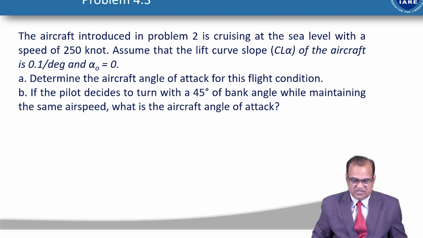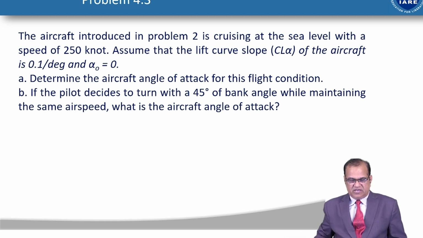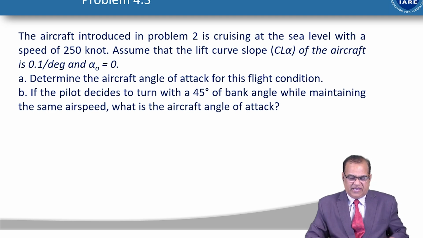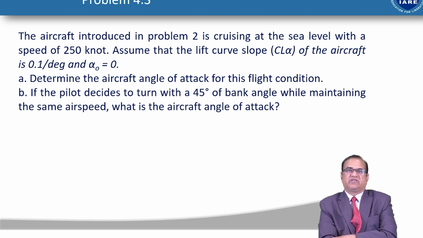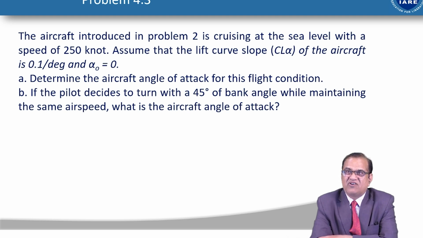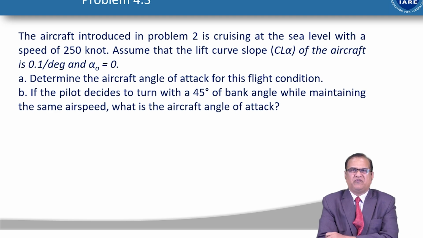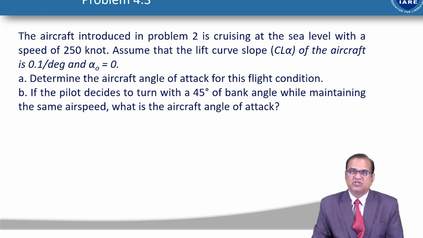Now I am going for the next problem. The aircraft introduced in problem 2 is cruising at sea level with a speed of 250 knots. Assuming that the lift curve slope CL alpha of the aircraft is 0.1 per degree and alpha naught is equal to 0, determine the aircraft angle of attack for this flight condition. If the pilot decides to turn with a 45 degree bank angle while maintaining the same airspeed, what is the aircraft angle of attack? So very interesting and very simple. It is not a very big issue.